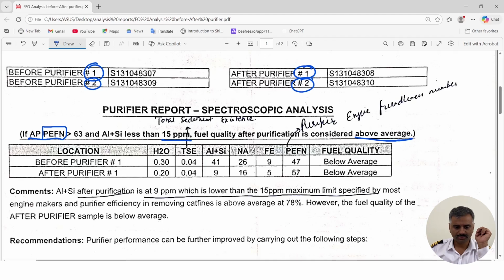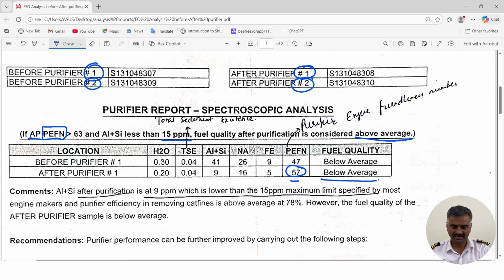Here you can see in this case, after purifier your engine friendliness number is not above 63. It is 57, which is less than 63, since this vessel had a bad fuel, and that is why they sent it for analysis.